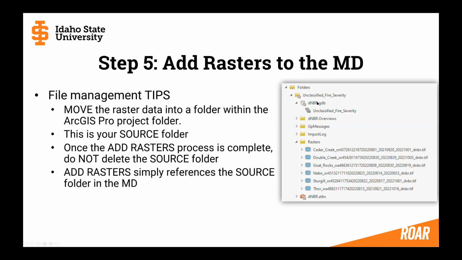So here is my project. I called it Unclassified Fire Severity, part of our ongoing NASA Recover project. I have a DNBR geodatabase in here. That's the difference normalized burn ratio geodatabase. I have a Mosaic data set called Unclassified Fire Severity. And then I created a folder called Rasters, and I copied into it 6 DNBR TIFF files that exist across the Western United States, large wildfires that burned in 2022. Okay. This is my source folder.